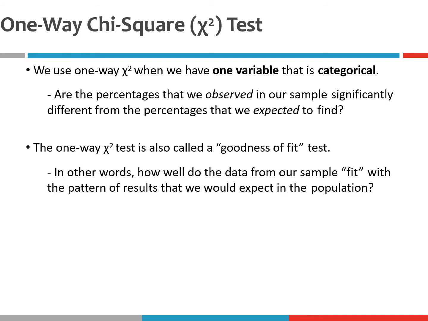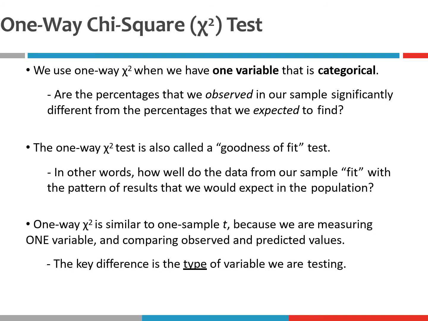Okay. So another way to think about the one-way chi-square test is to call it a goodness of fit test. So essentially what we're asking is how well does our sample fit in with the pattern of results we would expect to find in the population.